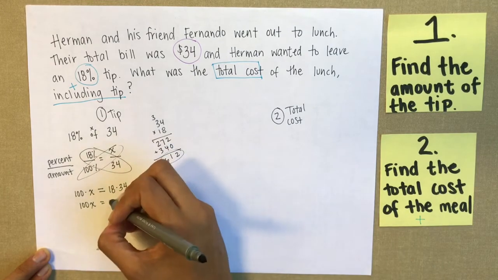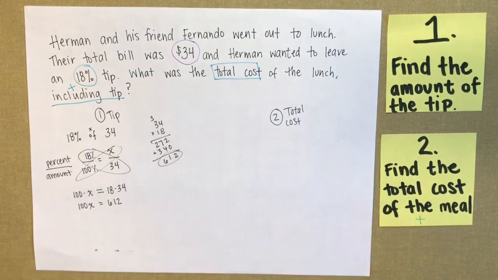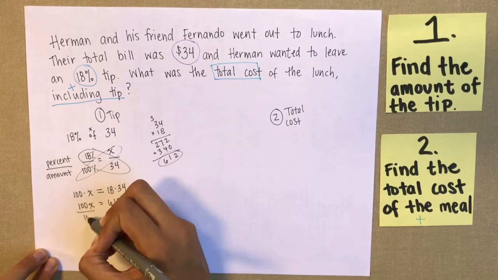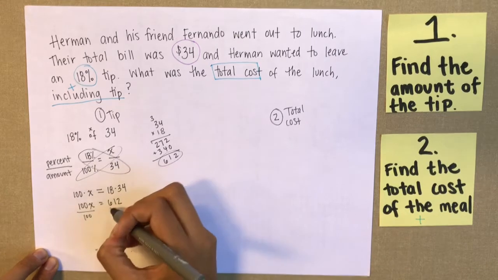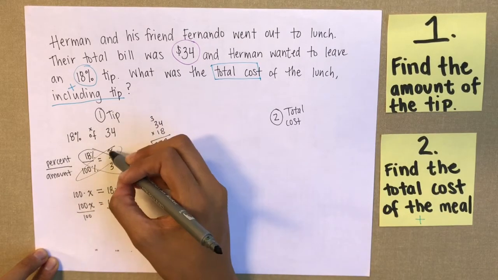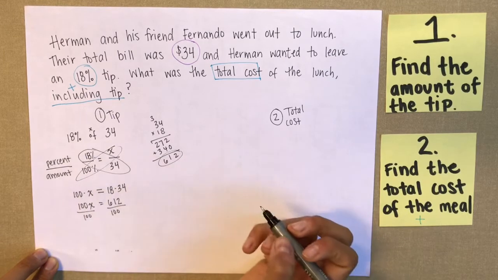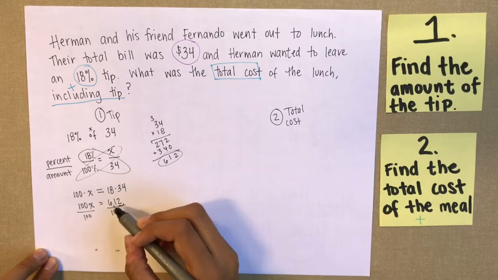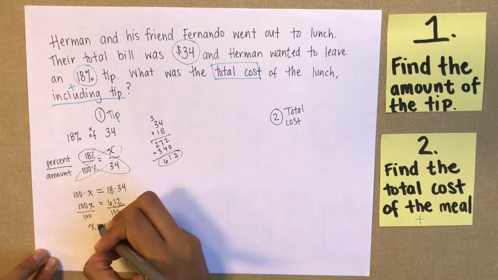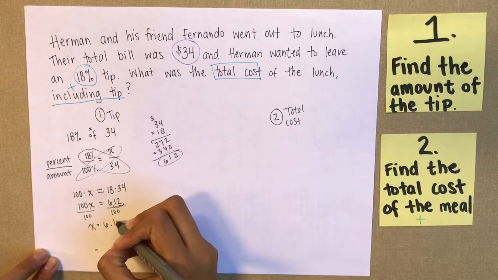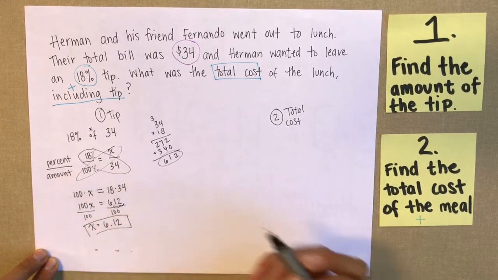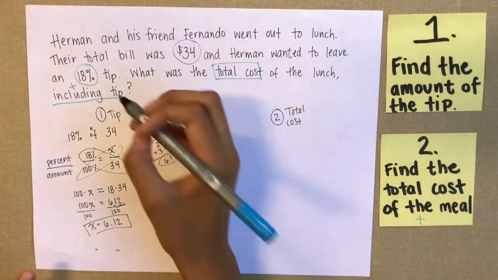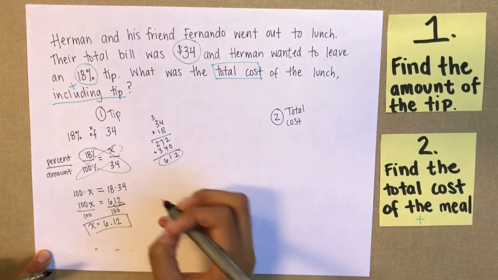All right, so I got 612. And now the last thing that I need to do is divide. So I'm going to divide both sides by 100 because that will isolate X. That will give me the X term all by itself, which will be whatever 18% is. Well, I know that when I divide by 100, all I'm doing is making it 100 times smaller. So X is equal to $6.12. All right, so now I know that the amount of tip is equal to $6.12.